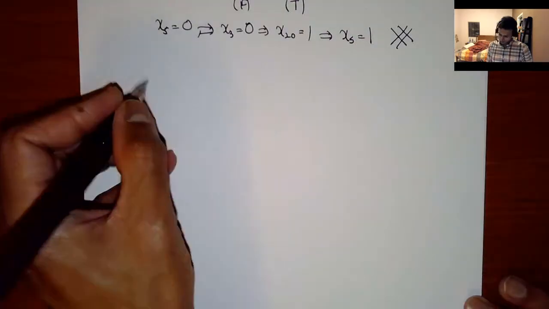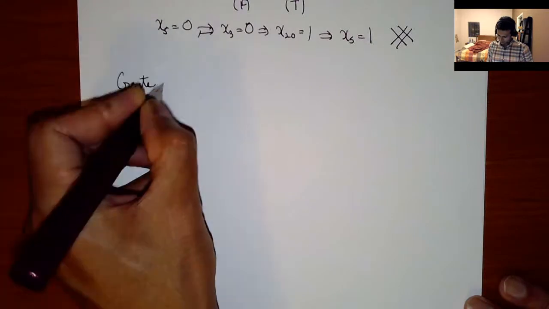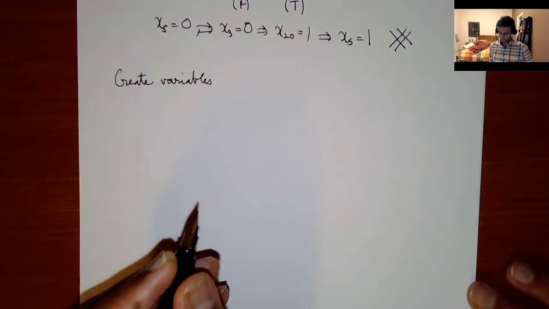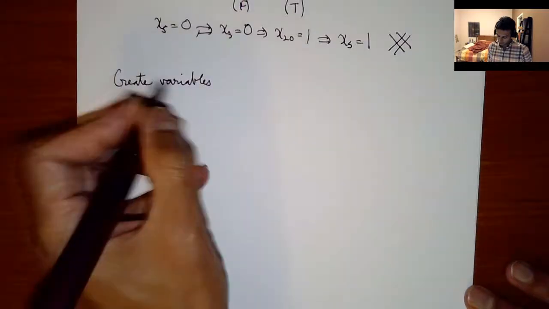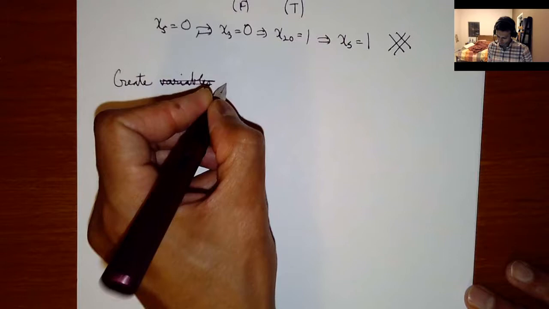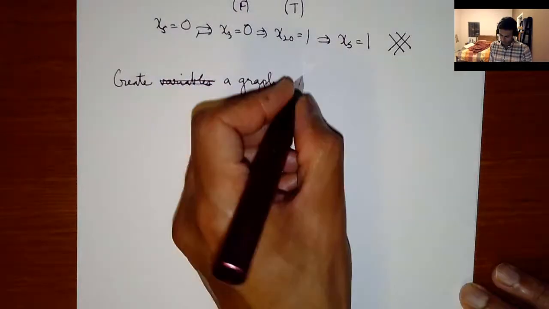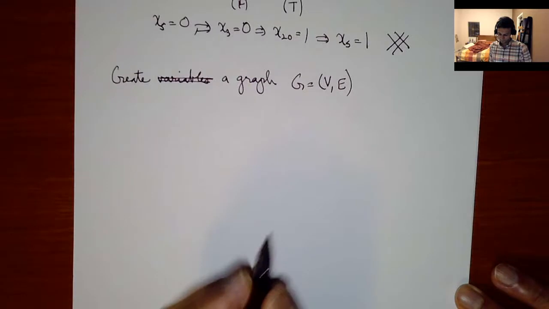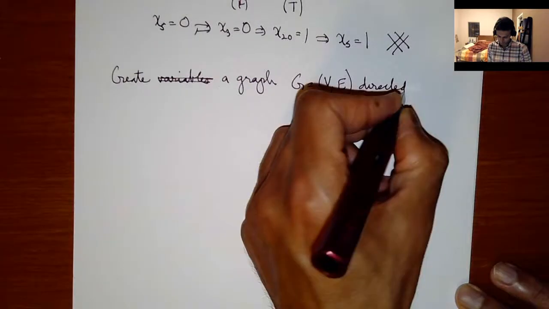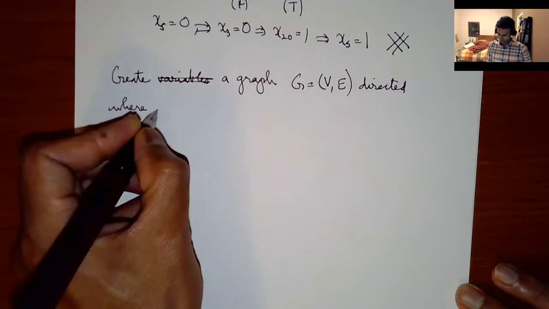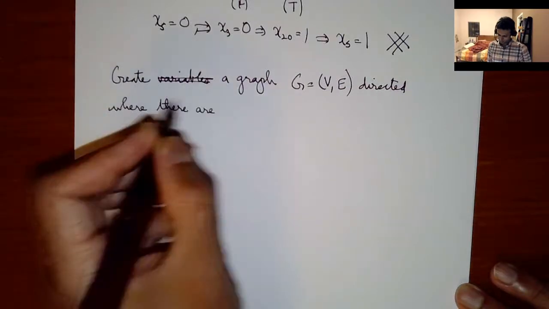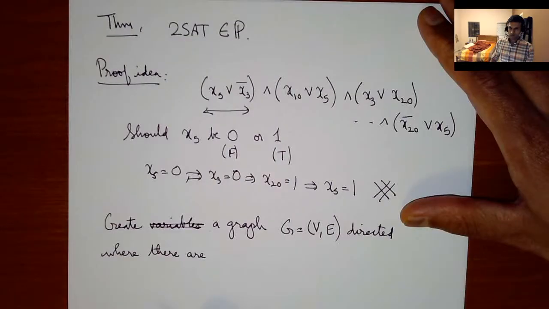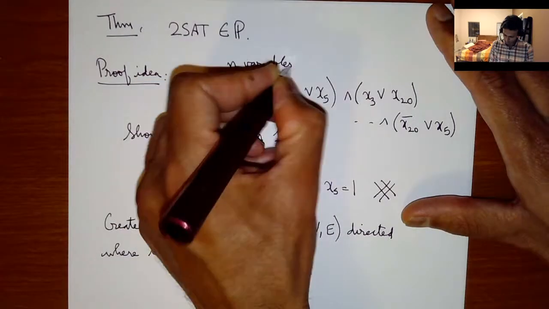So create variables, create a graph G equal to V comma E, directed, where there are, okay, so let's just start with this clause, and let's say there are n variables and there are m clauses.